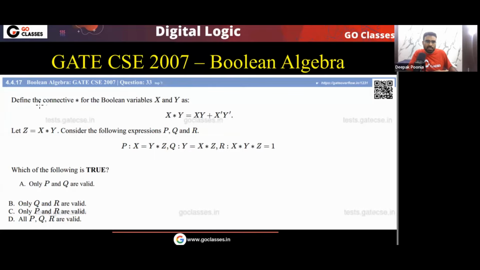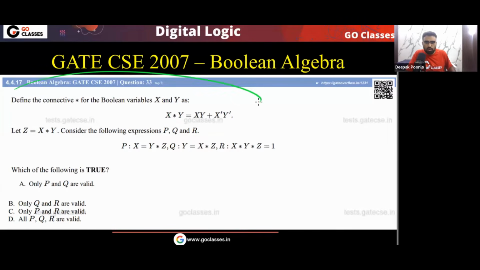The question is saying that this operation star you have, x star y, is equal to x and y or x bar and y bar. And let z equal to x star y. Consider the following expressions p, q, r. This is p, this is q, this is r. The question is asking which of the following is true. P, Q, R, which of them is valid, which of them is true.